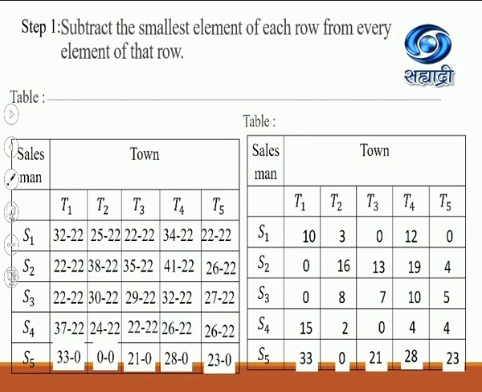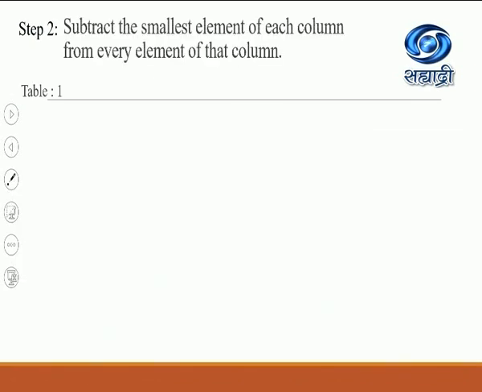Now we have to go for the column minimum technique. In the first column, minimum element is 0. Second column, minimum element is 0. Third column, minimum element is 0. And last column, minimum element is 0. So the first, second, third and fifth columns will remain the same. Only in the fourth column will there be some changes, because the minimum element is 4. So let us do that now.